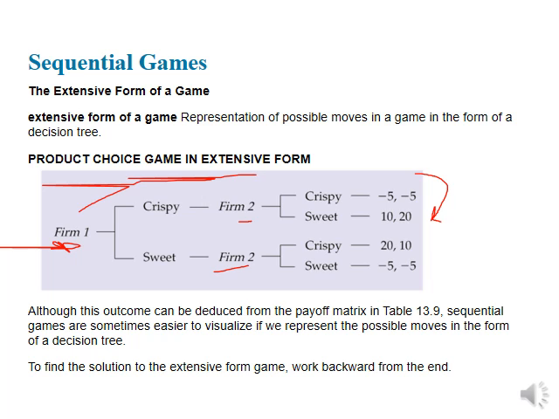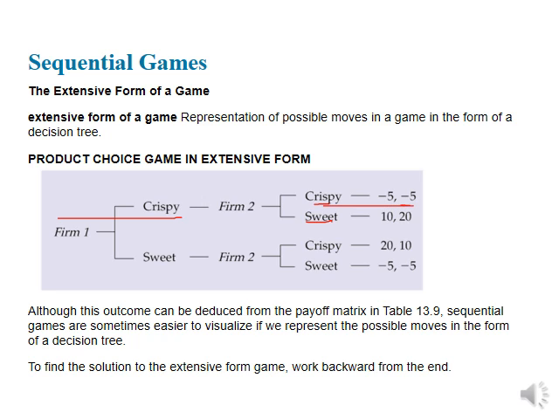We'll then fast forward to firm 2 to double check our choices. So let's assume that we're in the firm 1 produces crispy. We're in the crispy world. From here, firm 2 can produce crispy or sweet. If firm 2 produces crispy, they get -$5. If firm 2 produces sweet, they get $20. So of -5 and 20, firm 2 obviously prefers sweet.